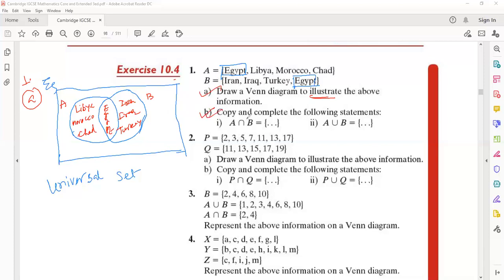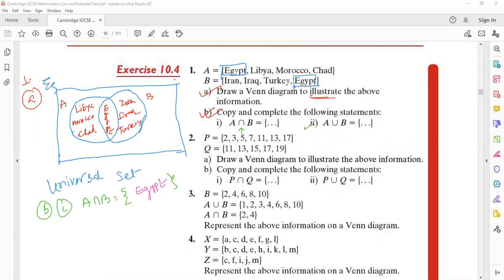Part B is: copy and complete the following statements. There are two sets of values given over here, so now you have to complete it. Part one is talking about A intersection B. Intersection means what? Common value, right? In this problem, the common element between them is Egypt, so we'll write Egypt over here. This is my intersection.